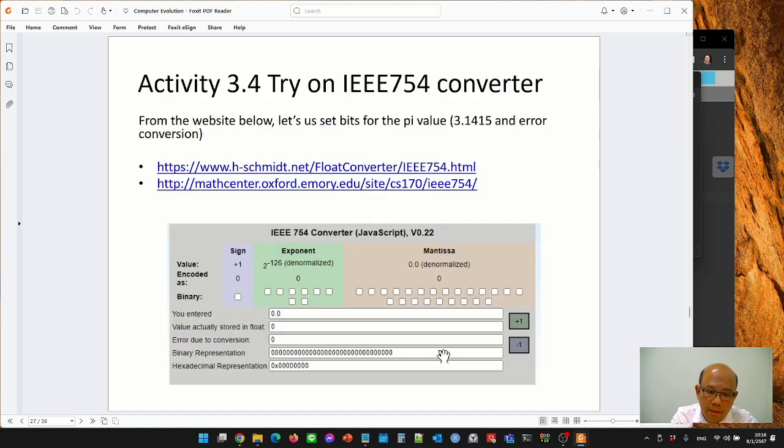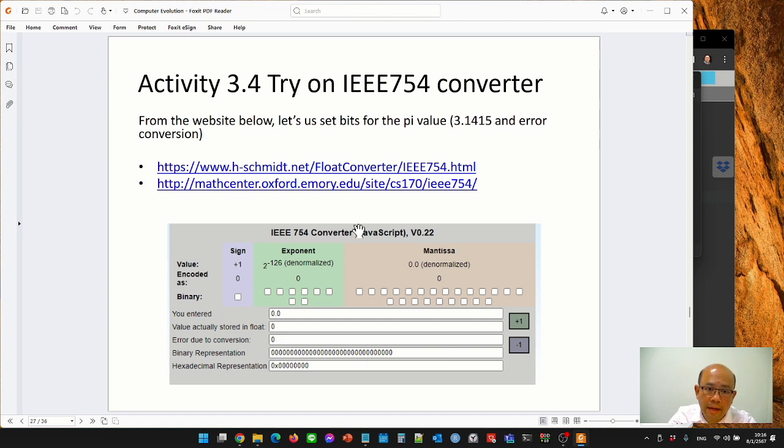IEEE 754 is written based on an exponent part. So when you look at the numbers, they do not grow linearly. They grow exponentially, and in some small ranges it may skip some values because of the exponential growth.